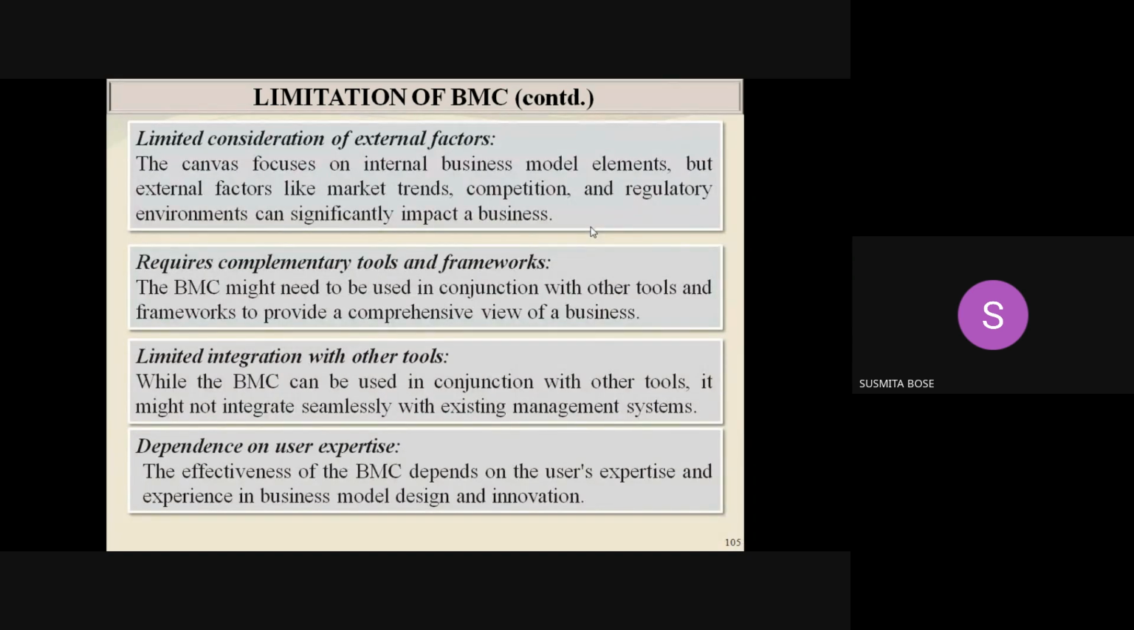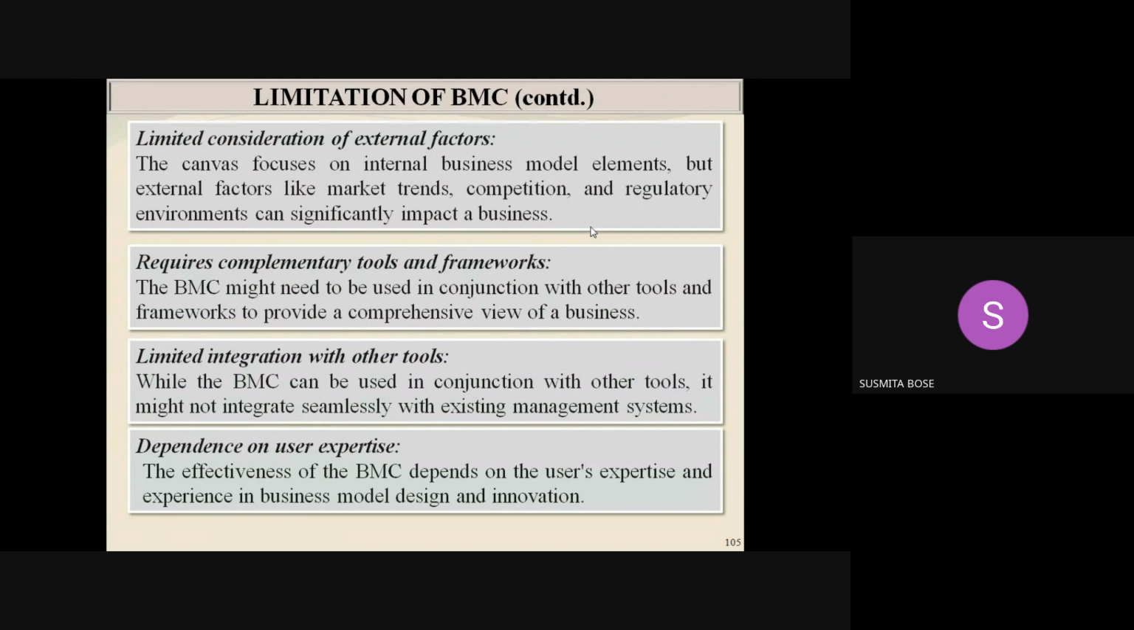The canvas focuses on internal business model elements, but external factors like market trends, competition, and regulatory environments can significantly impact a business. BMC might need to be used in conjunction with other tools and frameworks to provide a comprehensive view of a business. If it is used in conjunction with other tools, it might not integrate seamlessly with existing management tools or systems.